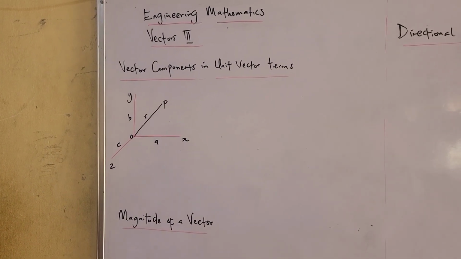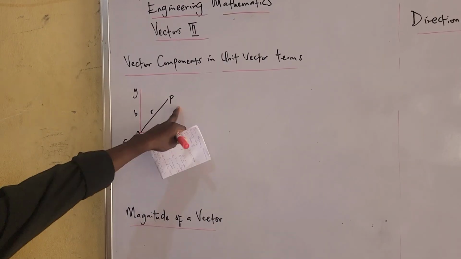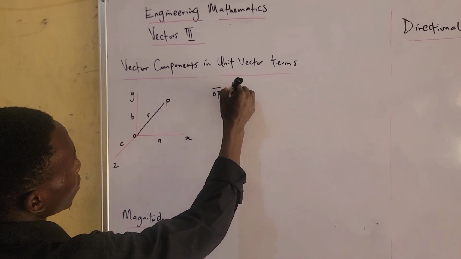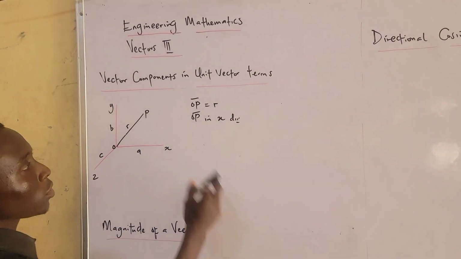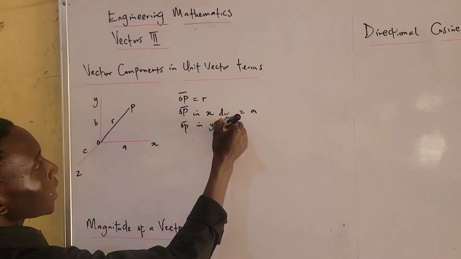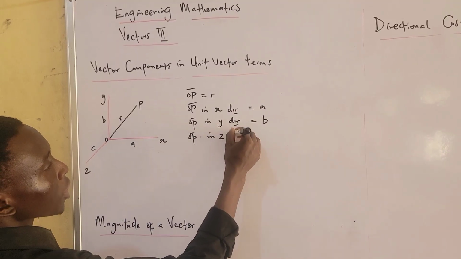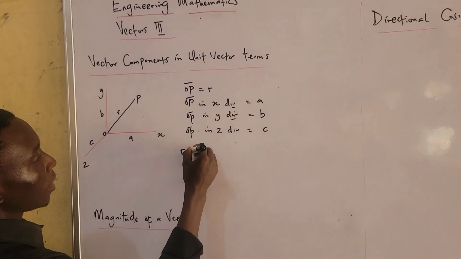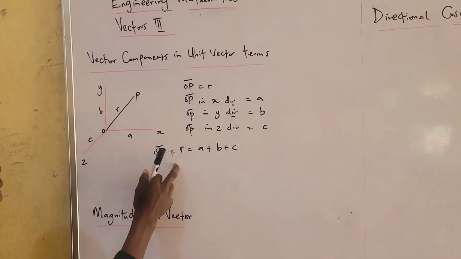Now, what are the components? OP in the direction of OX is A. Then OP in the direction of OY is B. Then OP in the direction of OZ is C. So now, when we are dealing with this, we just say OP is equal to R. Then OP in the X direction is A, OP in the Y direction is B, and OP in the Z direction is C. So now we can have an equation that says R equals A plus B plus C. That is our vector OP, which is still our R.